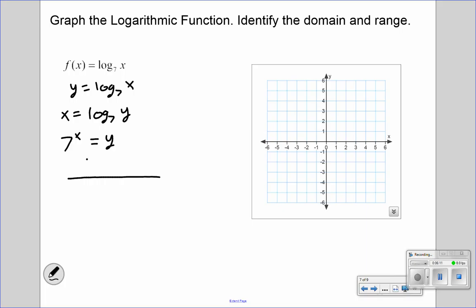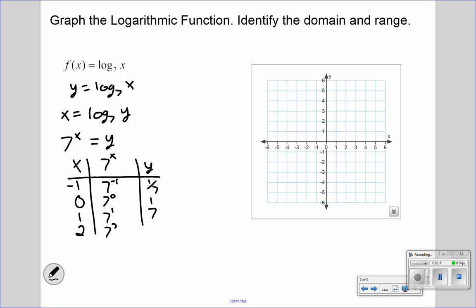This is something we're familiar with, and so we can easily find a table of values in order to find our points x and y. So if we use x equals -1, 7 to the -1 is 1/7. If we use 0, 7 to the 0 is 1. If we use 1, 7 to the first power is 7. If we use 2, 7 squared is 49. Now, this is a table of values for our inverse function.